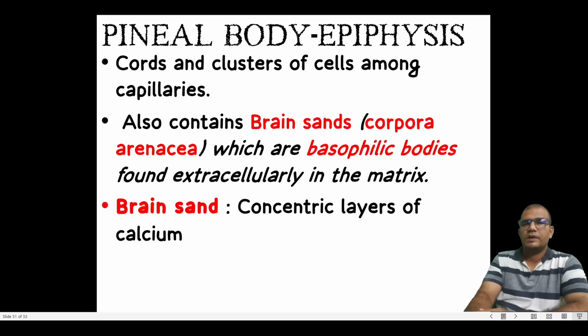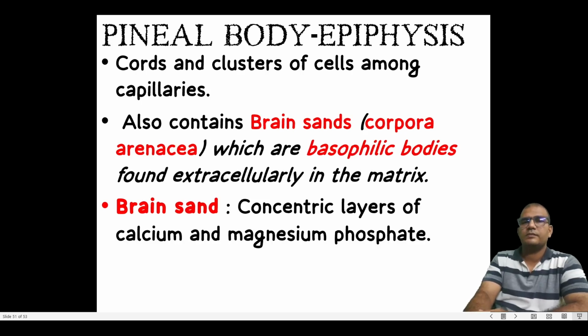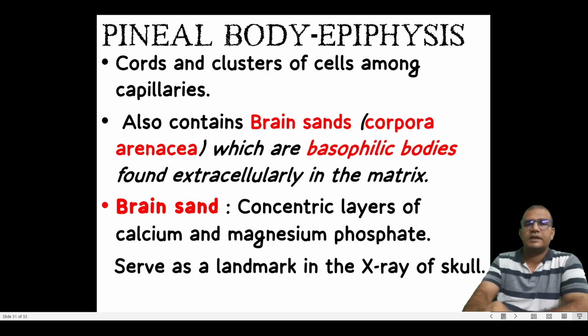The important multiple choice question that is asked in the pineal gland topic, it is presence of corpora arenacea, which is also known as brain sand. So these are basically basophilic bodies which are found in the pineal gland extracellularly within the interstitium of the pineal gland. The brain sand is nothing but the concentric layers of calcium and magnesium phosphate which accumulate in the pineal gland. So as they contain calcium, they serve as an important landmark of the pineal gland in the X-ray skull.